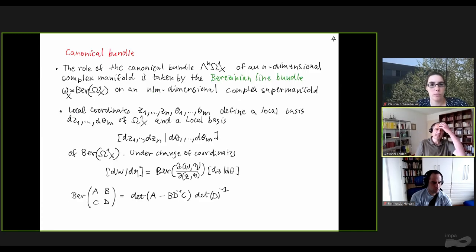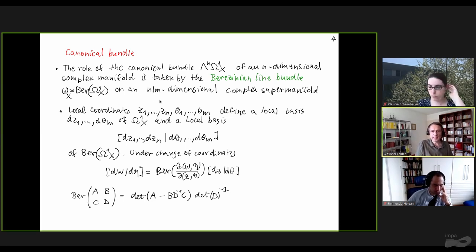Then when you do integration, what you want to have are top differential forms. There are no top differential forms in the super case, but still there is an analog of what is called the canonical bundle, namely the top exterior power of the cotangent bundle, the bundle of one forms. The role of this canonical bundle is taken by the Berezinian line bundle, which I call small omega_X, which is the Berezinian of the bundle of one forms.